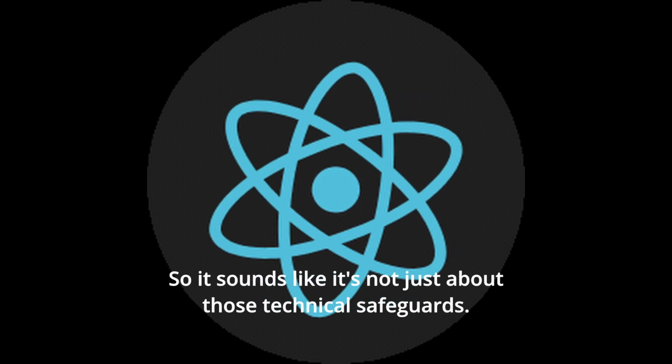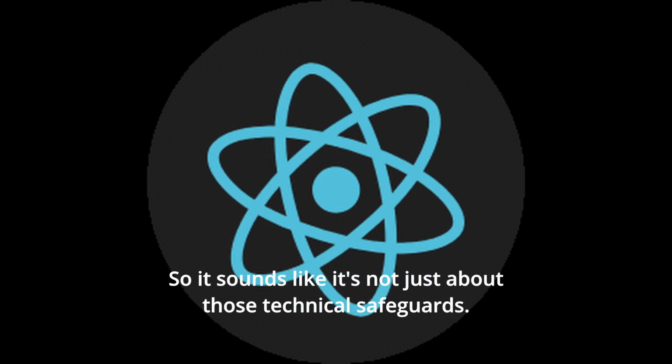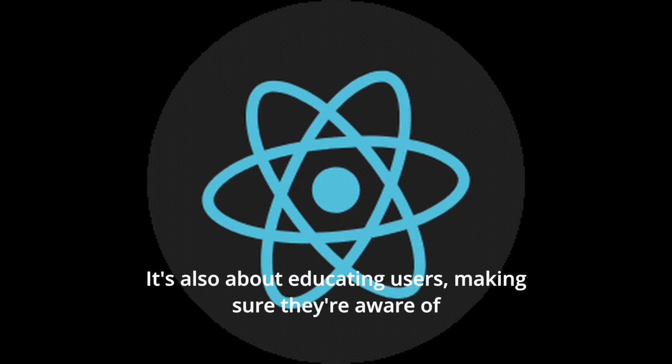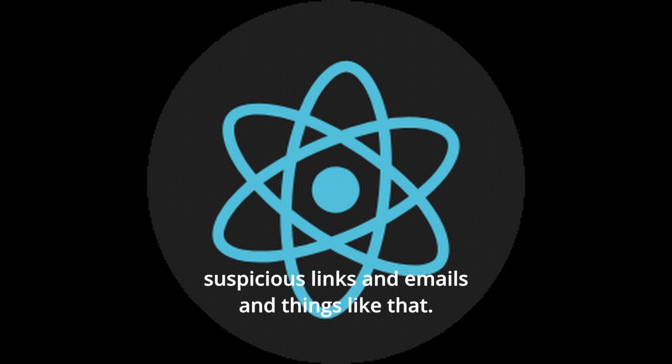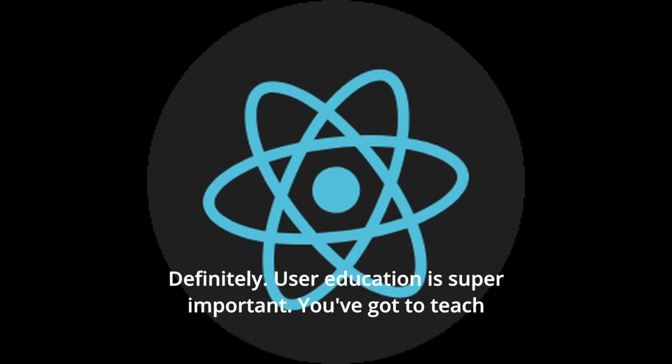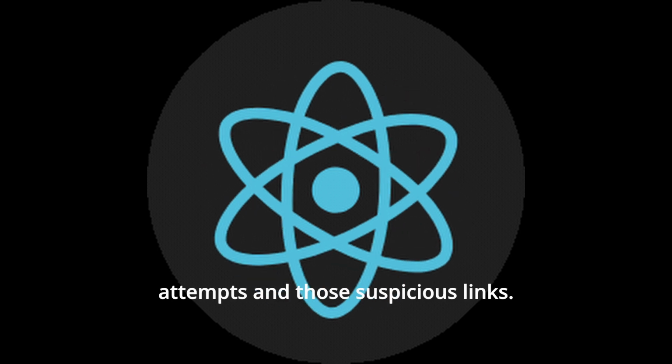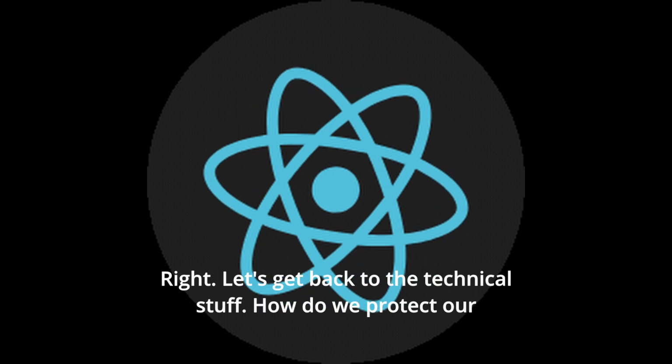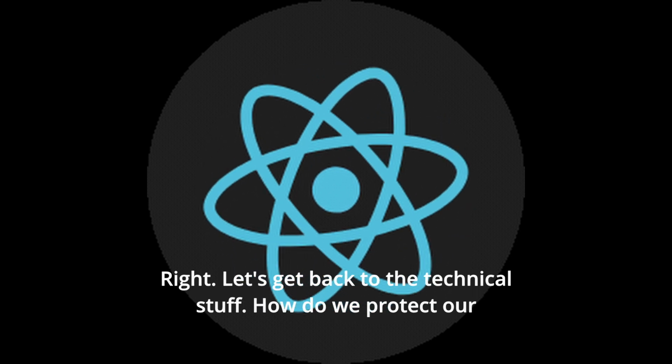So it sounds like it's not just about those technical safeguards. It's also about educating users, making sure they're aware of suspicious links and emails and things like that. Definitely. User education is super important. You've got to teach people how to spot those phishing attempts and those suspicious links. Right. All right, let's get back to the technical stuff.